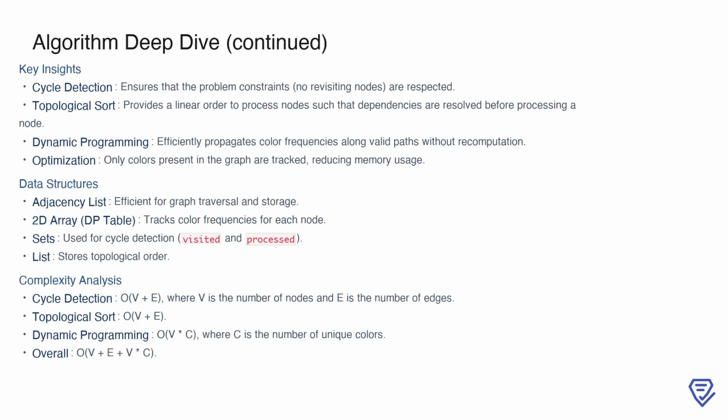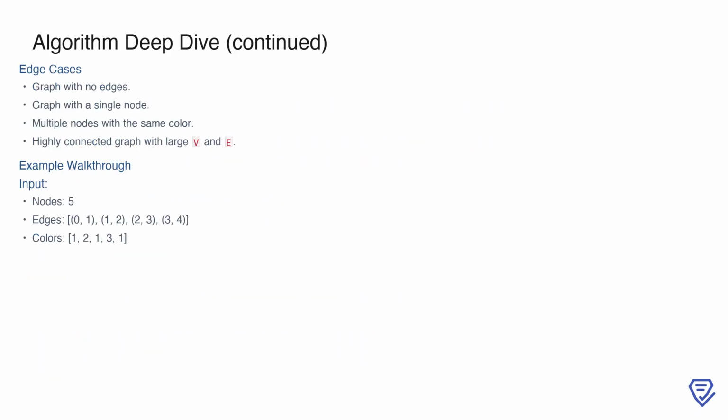Analyzing the complexity, cycle detection and topological sorting both run in O(V + E), where V is the number of nodes and E is the number of edges. The dynamic programming step has a complexity of O(V * C), where C is the number of unique colors. Combining these, the overall complexity of the algorithm is O(V + E + V * C), which is highly efficient for this problem. Let's consider some edge cases that the algorithm must handle.